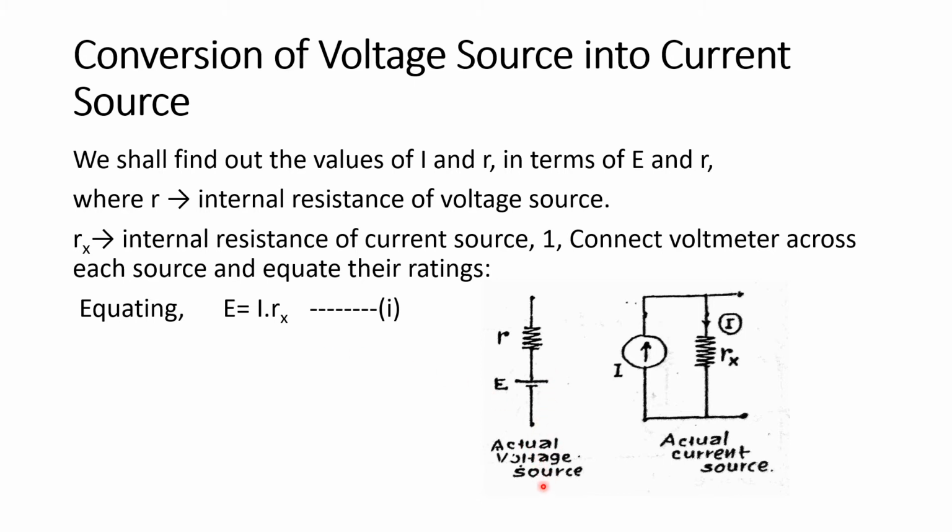So this is the actual voltage source with E and internal resistance R in series. If we convert this into current source, then we get I with internal resistance Rx in parallel with the current source I.